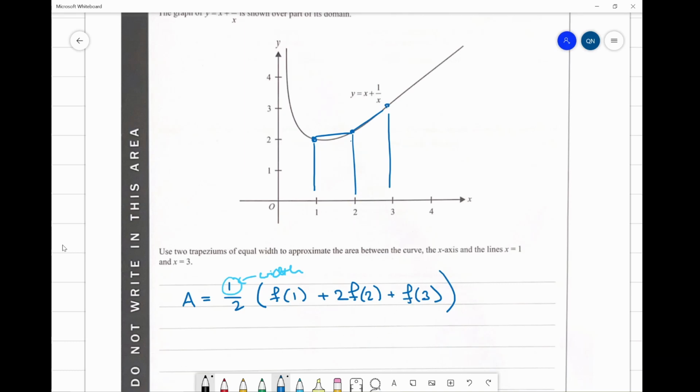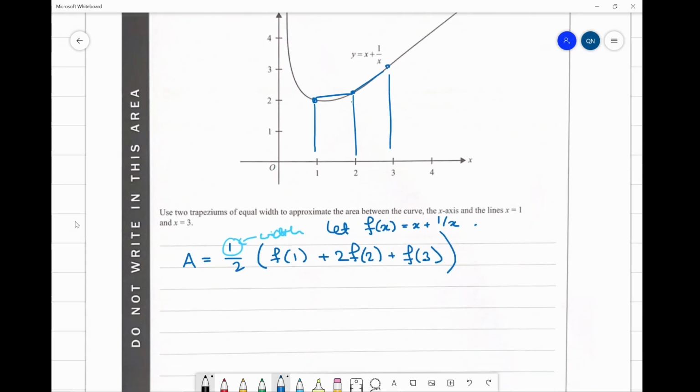And that's it. Really what we should do is we should let f of x be equal to x plus 1 over x as well, because f of x wasn't defined in the question. Okay, so let's just carry out this computation. Shouldn't be too bad to do. So this is 1/2. We have f of 1. So what happens if you plug 1 in over here? You have 1 plus 1 over 1, which is 2. So 2, and then plus 2 times.